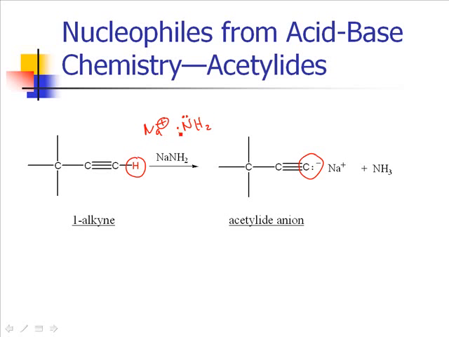Since nitrogen is a weakly electronegative atom, the NH2 minus can remove the proton quite readily, leaving the lone pair, a negative charge, on our carbon atom and forming a molecule of ammonia. So this is an excellent way of making the acetylide anion from an alkyne that's at the end of the chain. We're going to see more about this reaction in Chem 314. In this particular case, we have a carbon being our nucleophile.